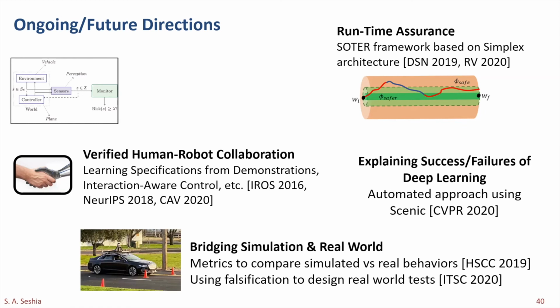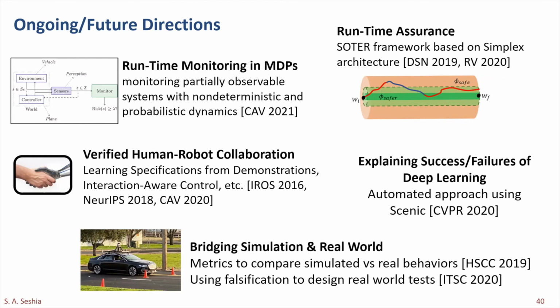And we've done work on bridging between simulation and the real world, both in terms of metrics to compare simulated versus real trajectories, as well as designing real world test cases using falsification. I'll talk about this in the next 2 slides. And then coming back to the first picture, we've done work on runtime monitoring in uncertain environments that are modeled as MDPs. And this is work that was presented at CAV earlier this year. So there's many ongoing directions related to the work we've presented, and we'll be happy to talk offline about any of these.